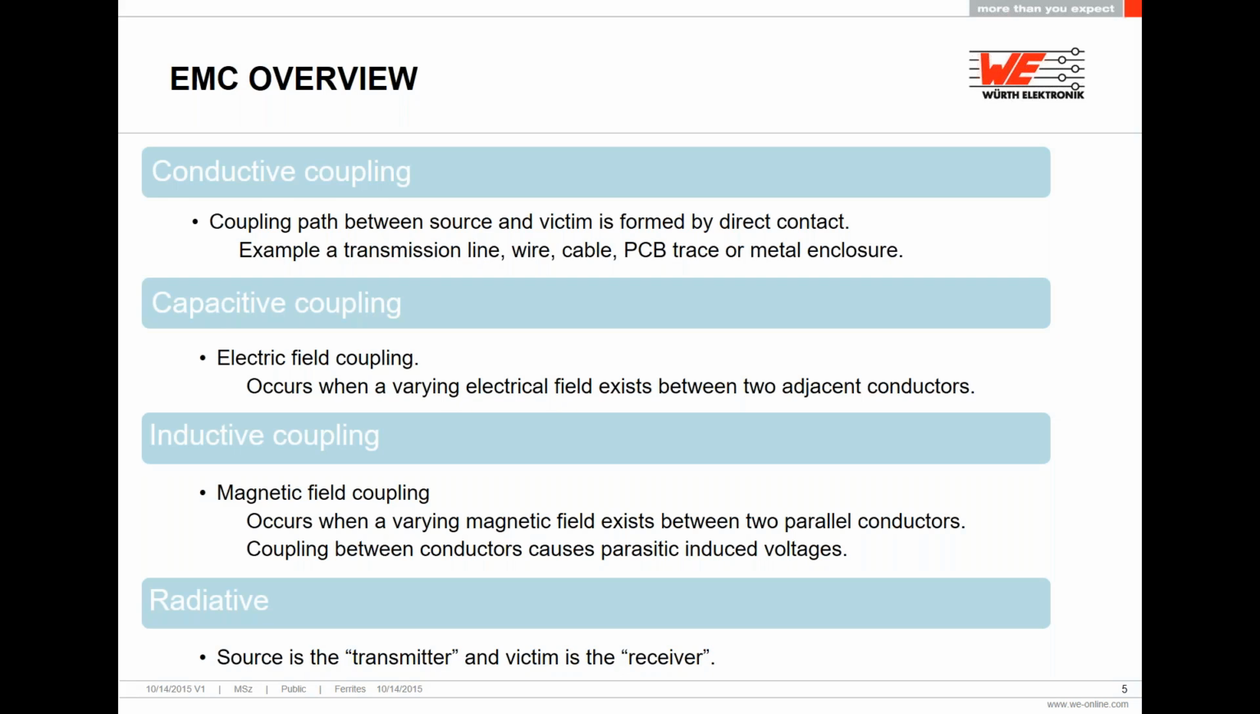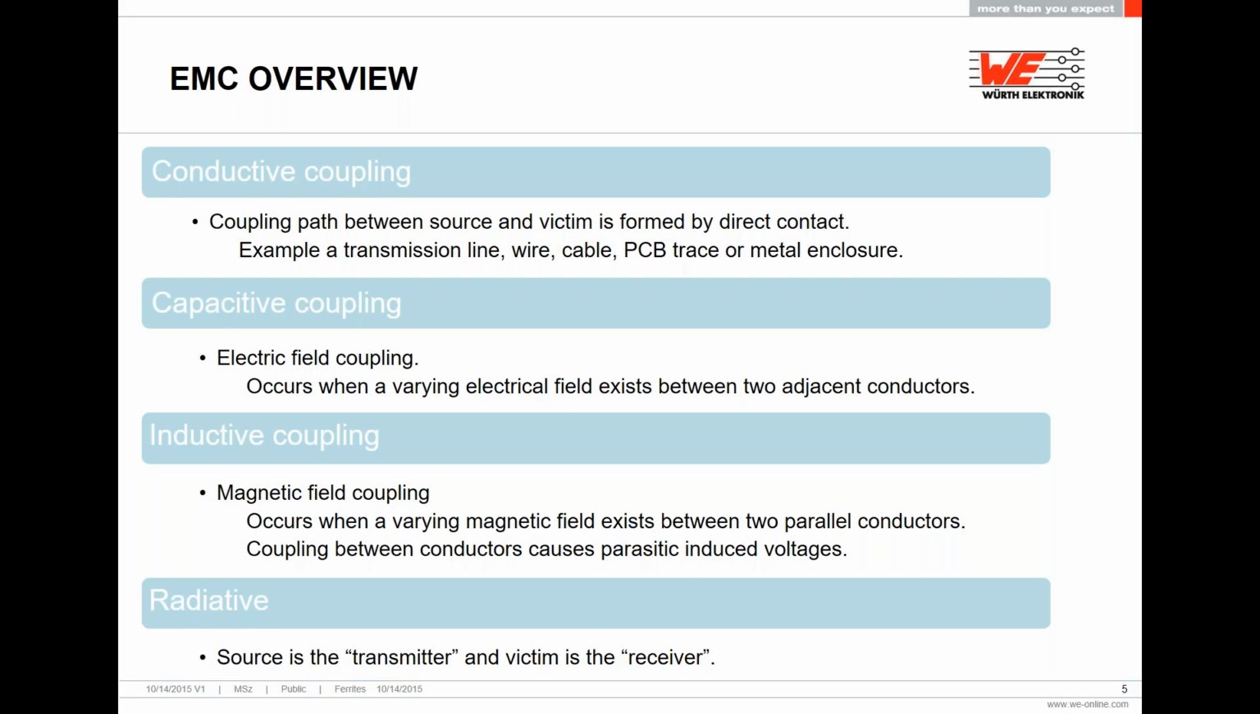Then we have capacitive coupling, which is specific to an electric field. This occurs when a varying electrical field exists between two adjacent conductors. For instance, when you have two plates with a potential difference separated by any space, essentially what you have is a capacitor. Then we have inductive coupling, which is specific to a magnetic field. This occurs when you have a varying magnetic field between two parallel conductors. This causes parasitic induced voltages.